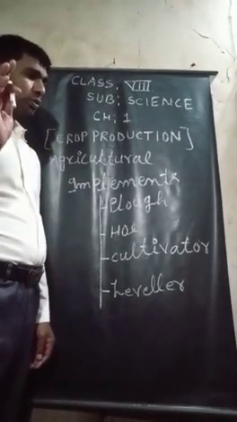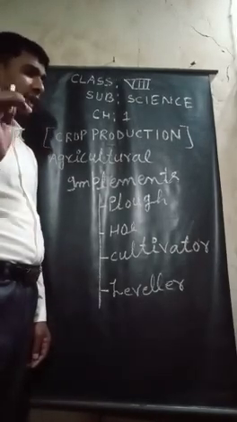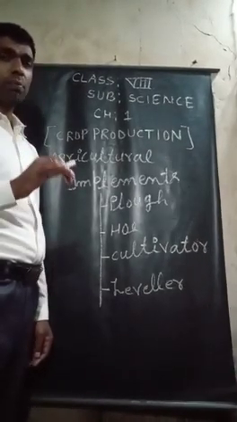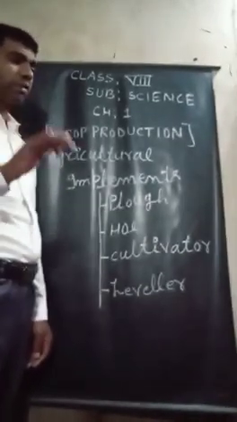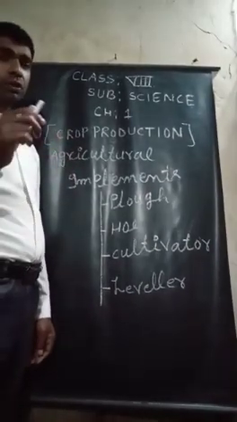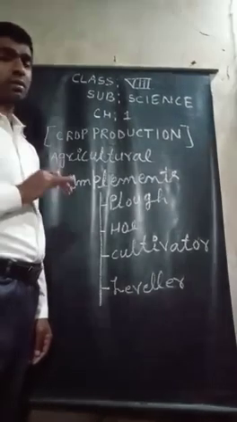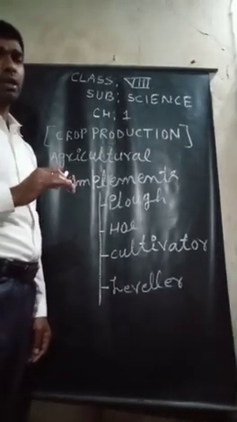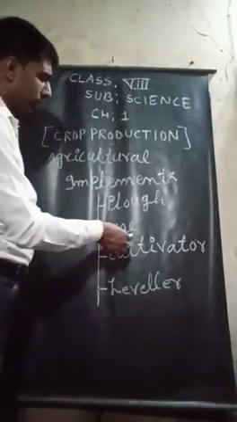So the uses of a plough are tilling the soil, adding fertilizer to the field, and removing unwanted plants from the field. So the next topic will be the hoe.